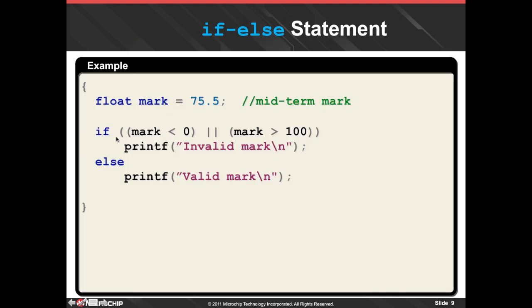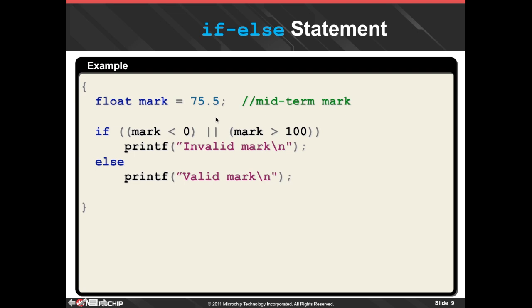Okay, here's an example. So float, we're going to assign this mark, which is a float type, to be 75.5, which is my midterm mark. And I'm going to say here, well, if my mark is less than 0 or my mark is greater than 100, only one of these expressions must be true. Remember an OR gate, or both, for this whole thing to be true. So is it true or is it false?